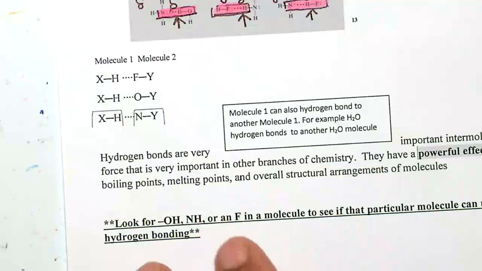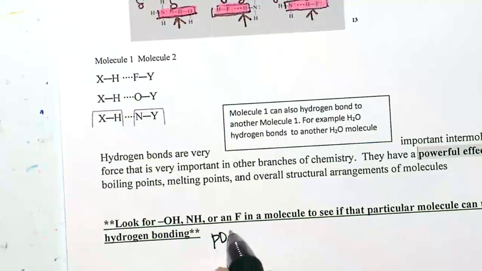So OH, if you see that anywhere in the molecule, NH, if you see that anywhere in the molecule, and F, if you see that anywhere in the molecule, we are talking about hydrogen bonding. So on the test, for hydrogen bonding, look for OH, NH, or F. Really what you want to do is draw the structure. Once you draw the structure and you see an OH, NH, or F in the structure, then it's going to hydrogen bond. And you want to make sure the molecule is polar.